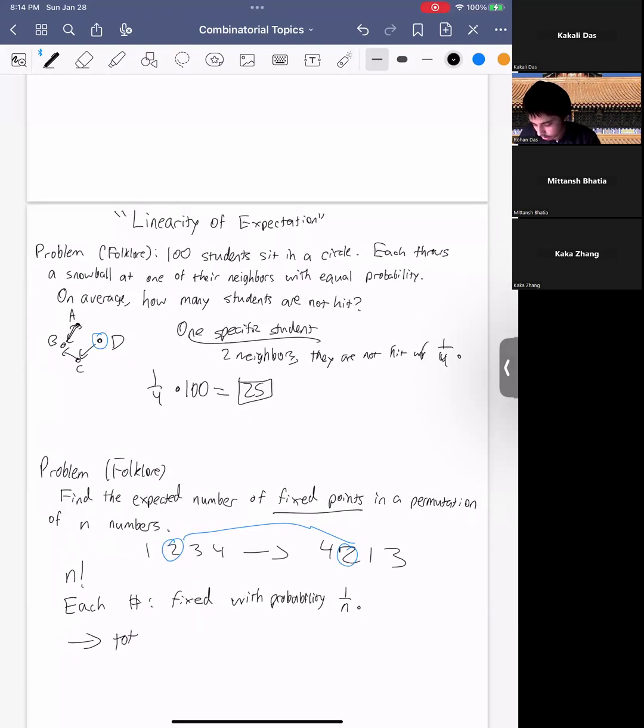So the total number is n times 1/n equals 1. This is a very surprising result that is extremely hard to derive without using this kind of reasoning.